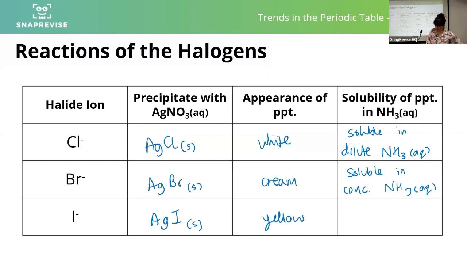And that is insoluble in ammonia. So if I've tried dilute ammonia and concentrated ammonia and it hasn't dissolved, it must be AgI. And this is useful because the difference between white and cream can be a little bit hard to distinguish sometimes, or the difference between cream and yellow, or even sometimes the difference between white and yellow in a precipitate can be hard to determine. So we can prove which silver halide salt we've got by using ammonia solution.